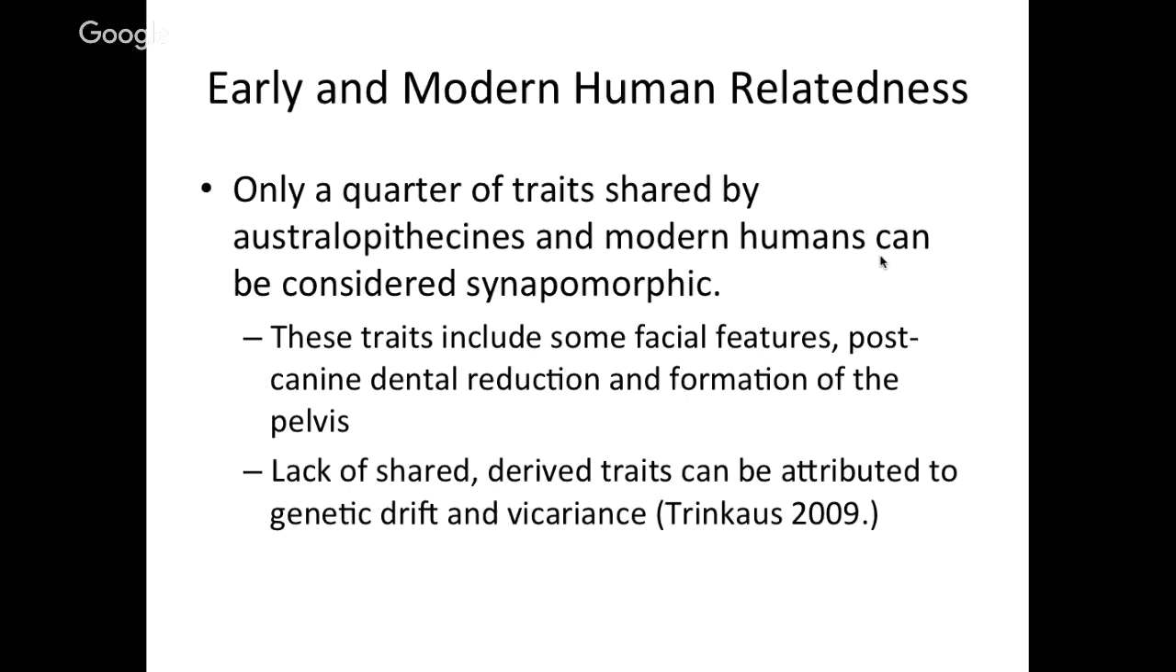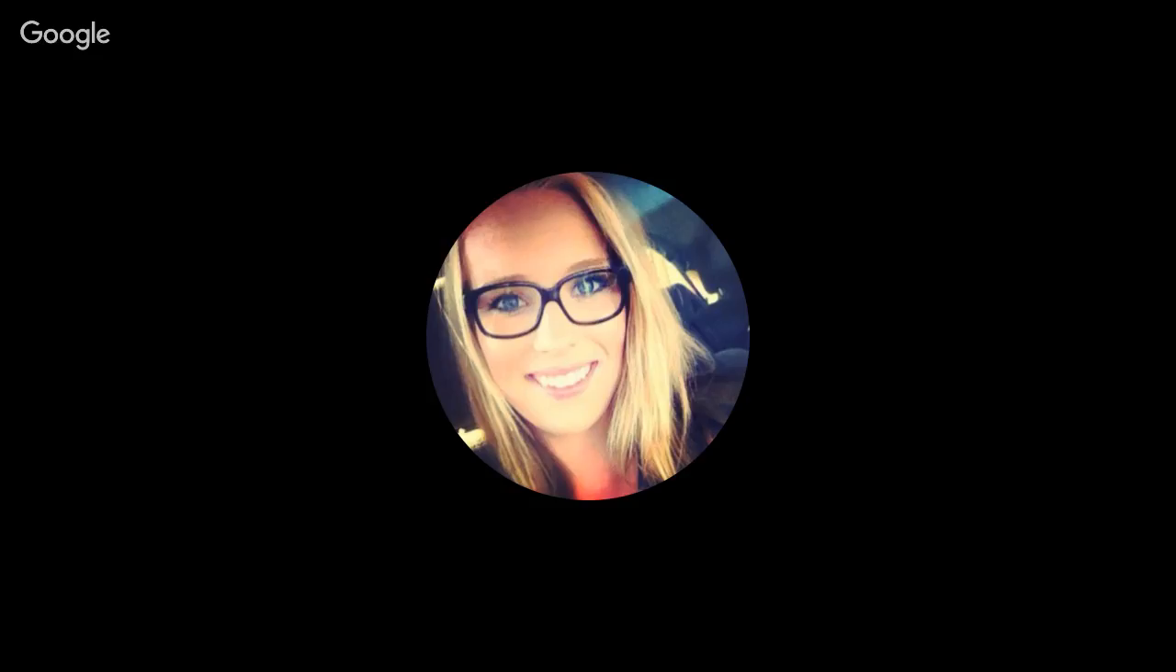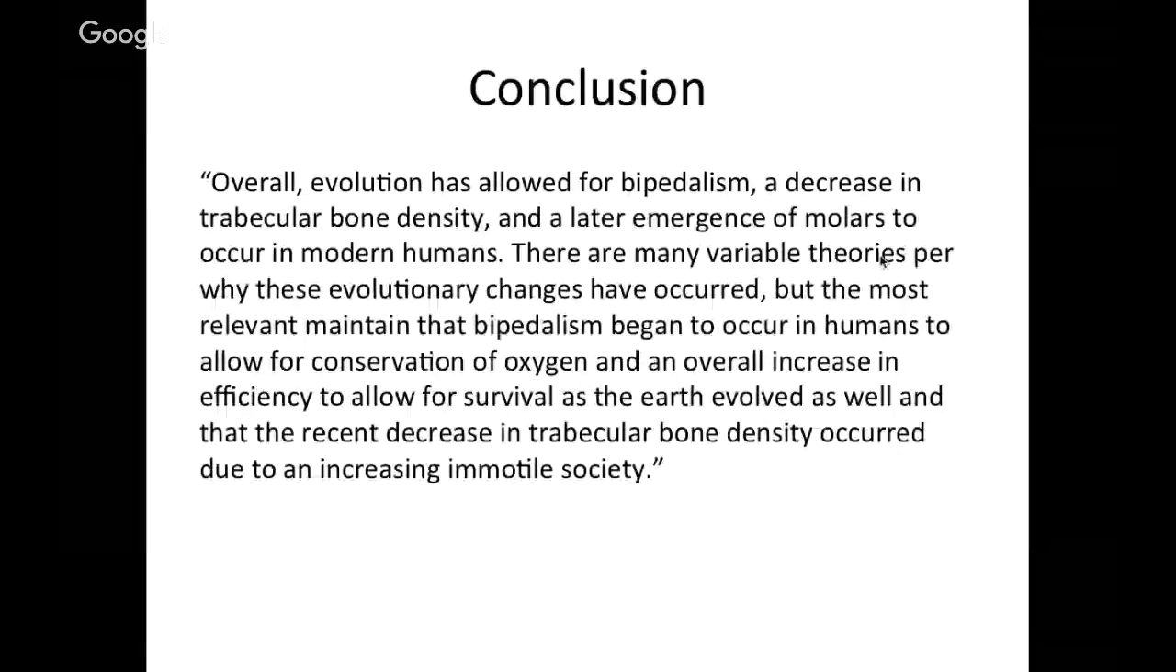So in conclusion, evolution has allowed for bipedalism, a decrease in trabecular bone density, and a later emergence of molars to occur in modern humans. There are many variable theories for why these evolutionary changes have occurred, but the most relevant maintain that bipedalism occurred in humans to allow for conservation of oxygen and an overall increase in efficiency to allow for survival as Earth evolved, as well as the recent decrease in trabecular bone density occurred due to an increasingly sedentary society. So that's my presentation.